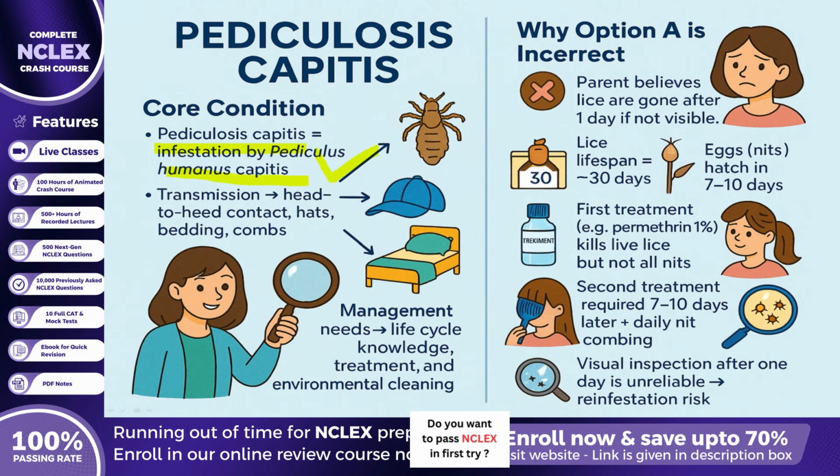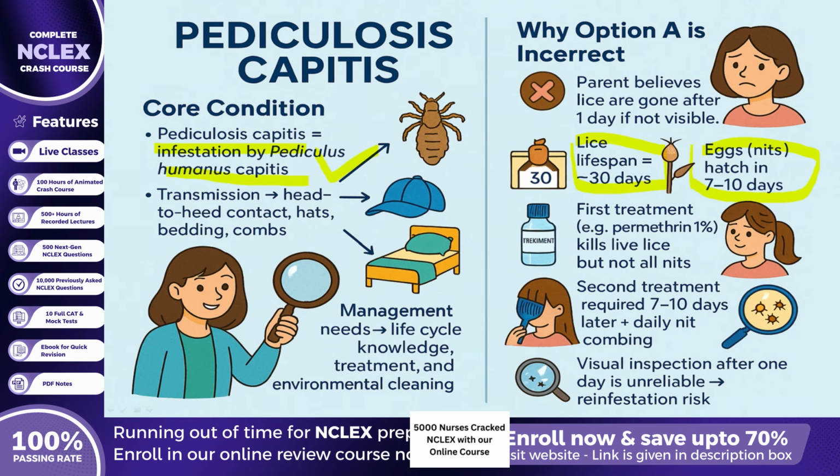This is incorrect because lice live for about 30 days, and their eggs, called nits, hatch in 7 to 10 days. Most treatments, such as permethrin 1%, kill live lice, but may not destroy all nits. Therefore, reinfestation can occur if a second treatment is not applied 7 to 10 days later, and if daily nit combing is not performed. Depending on visual inspection alone after 1 day is unsafe, which makes this statement the one requiring further teaching.